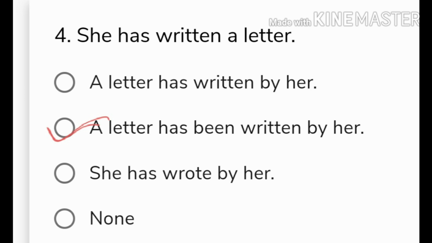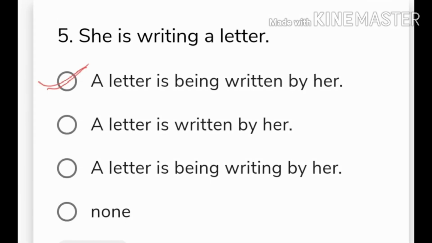Number 3, she has wrote a letter by her. So this is wrong because wrote is V2. There is no been, and V2 is used. So this is wrong. Number 2 is correct. A letter has been written by her.